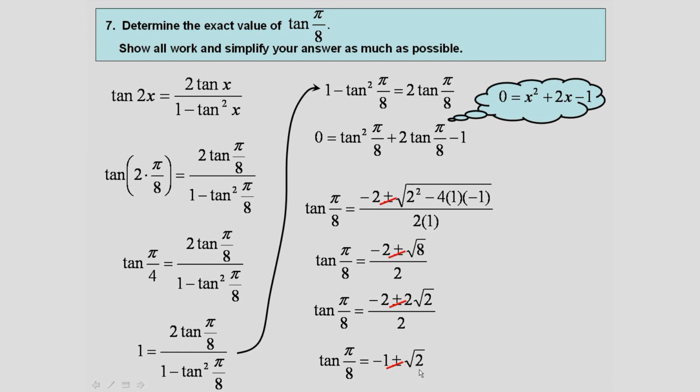All right. Now, just to make it look a little bit prettier, instead of writing negative 1 plus root 2, we'll write it as root 2 minus 1. And that, folks, is the exact value of tan pi over 8. Pretty nice, eh? Okay, let's move on to question number 8.